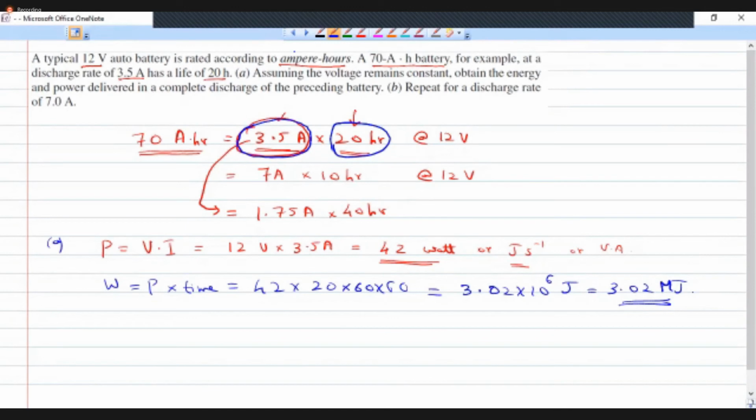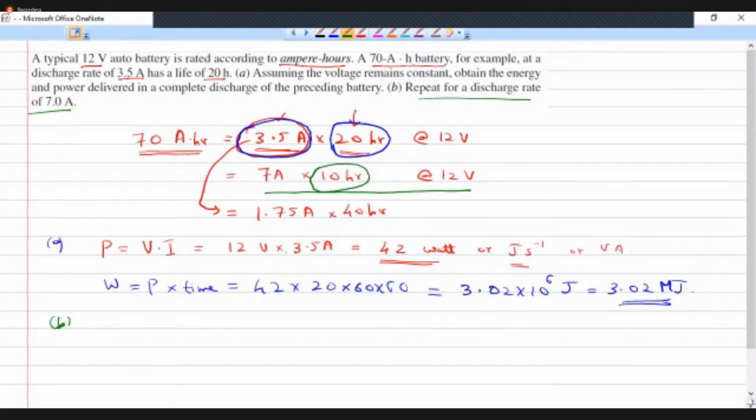Now part B says, what happens when we discharge this battery, repeat for a discharge rate of 7 ampere. That is this case. Now we are drawing more current from the battery, twice the initial current. So what will happen? The battery will completely discharge in 10 hours. So it will take half the time.